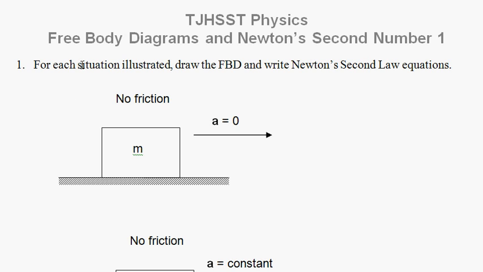For this situation, we want to draw the free body diagram and write Newton's second law equation. So we've got this object with a mass of m sitting on a flat surface, and it's accelerating to the right. Or sorry, it's not accelerating to the right. Acceleration 0 with no friction. So let's draw the free body diagram. Let me move it down a little. There we go.